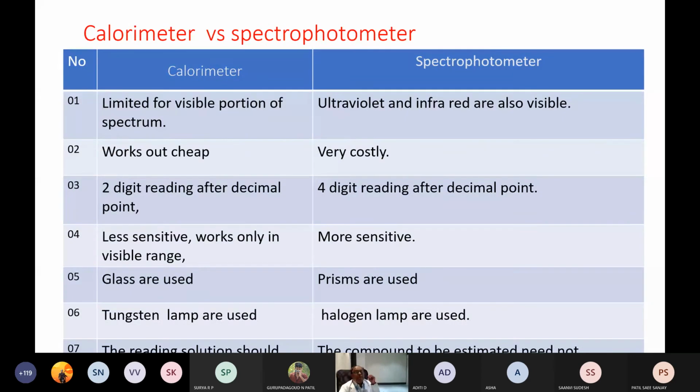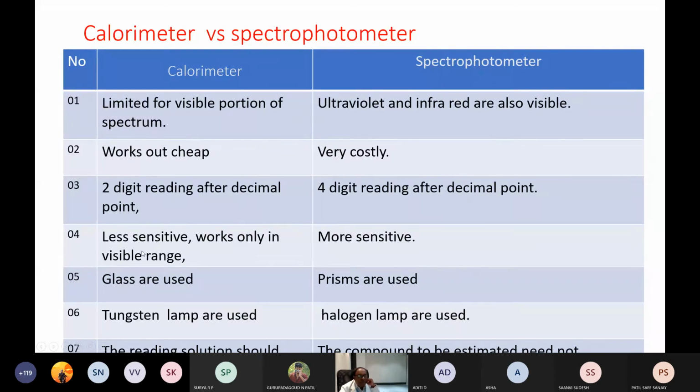What is the difference between colorimeter and spectrophotometer? First, the colorimeter is limited to the visible portion, whereas ultraviolet and infrared are possible in the spectrophotometer. The cost of the colorimeter is very low; it can be affordable by any person, whereas the spectrophotometer is very costly. Here two digits are available after the decimal point, whereas in the spectrophotometer four digits are read after the decimal point. It means a very precise value is available, and particularly it helps in research projects.